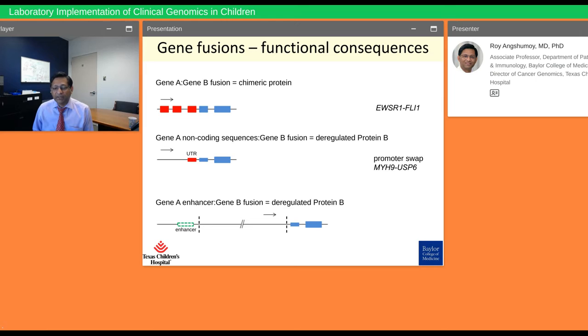And then you have other examples where it is not even specifically a true gene fusion. What you have is gene B being juxtaposed next to an enhancer element from gene A, where the gene is actually far away from the enhancer. So basically, the enhancer is driving the expression of protein B. An example of this would be IgH-MYC. This is a very well-known example in Burkitt lymphoma.